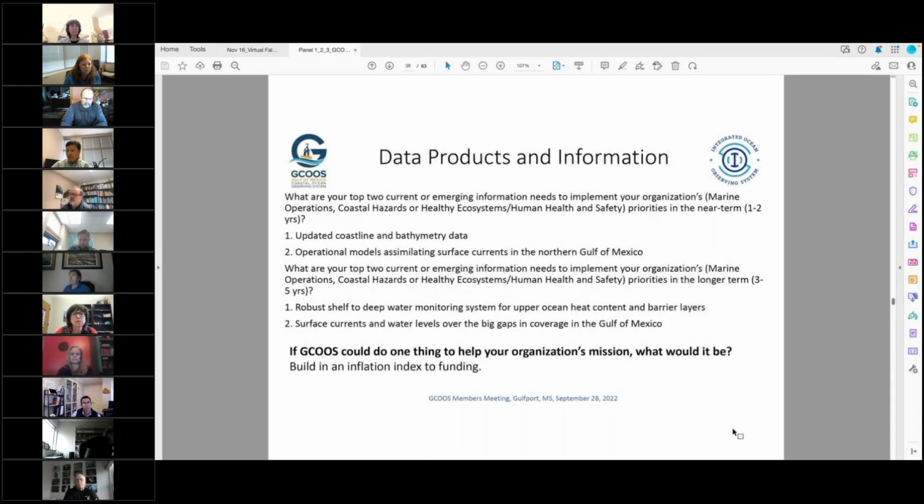So looking at our top two needs in terms of coastal hazards. One is updated coastline and bathymetry data. This region has a lot of changing coastline. There's a lot of coastal wetlands and coastal land loss. And so the modeling that's done using that data sometimes gives results that are incorrect.